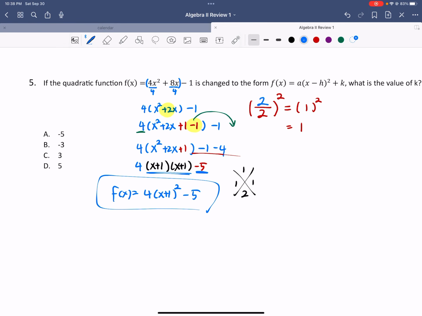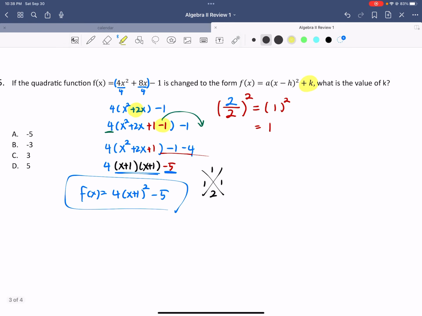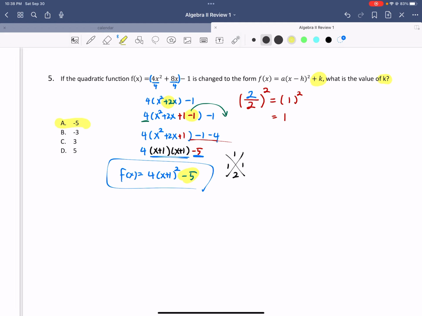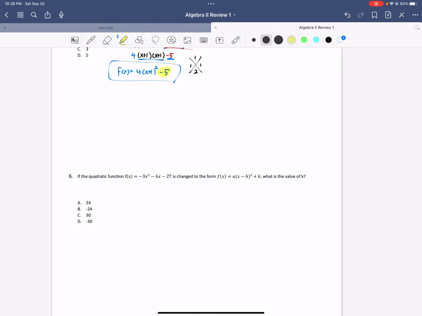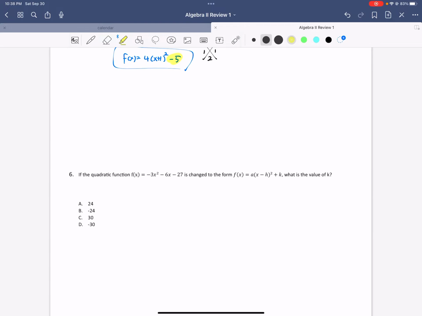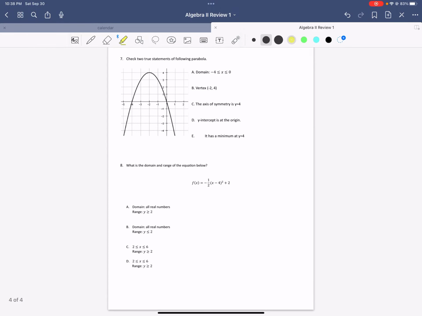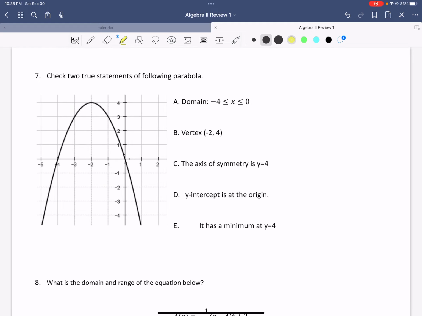So the question says, what is k, right? So k is going to be negative 5, which is a. I believe you guys can do question number 6 by yourself. Question number 7, and we have question number 8. It's very easy. It says just pause the video and try this question by yourself. Your answer is going to be B and D.